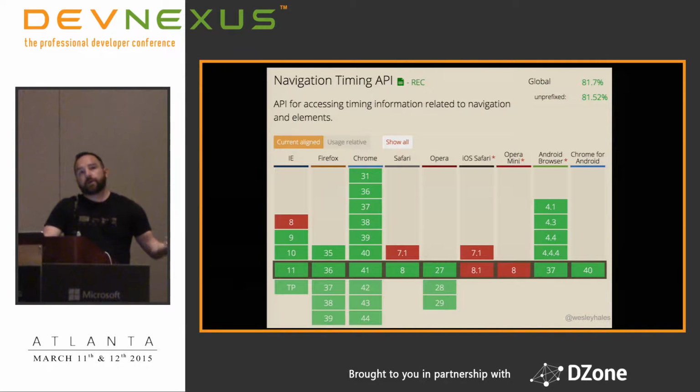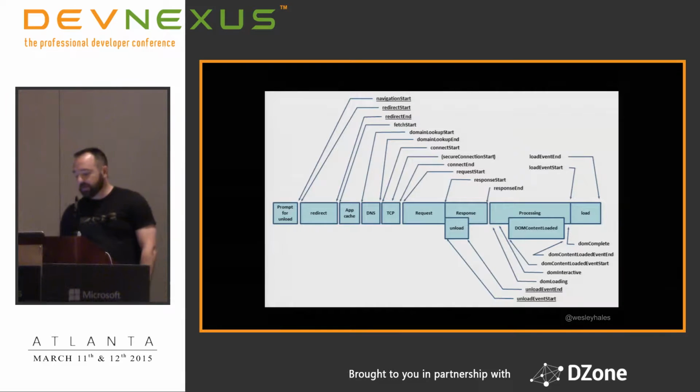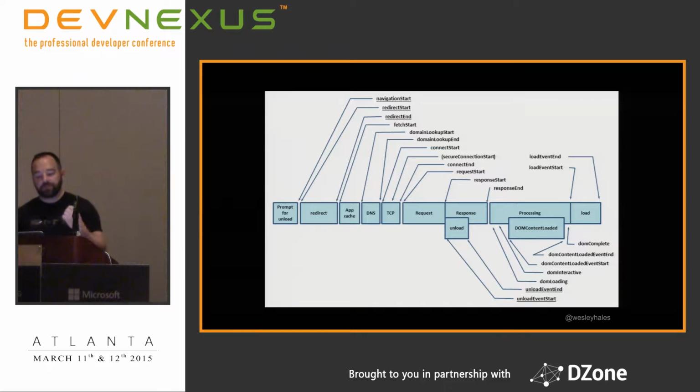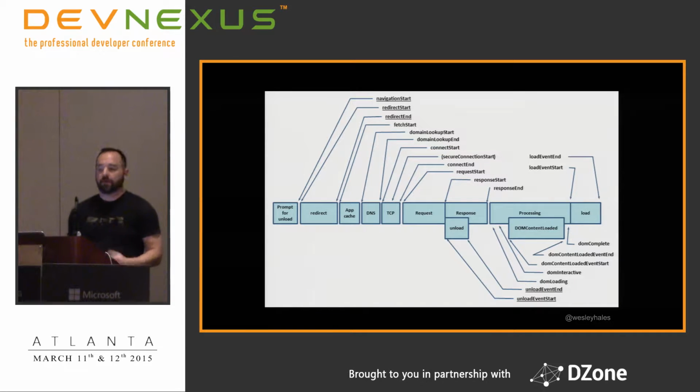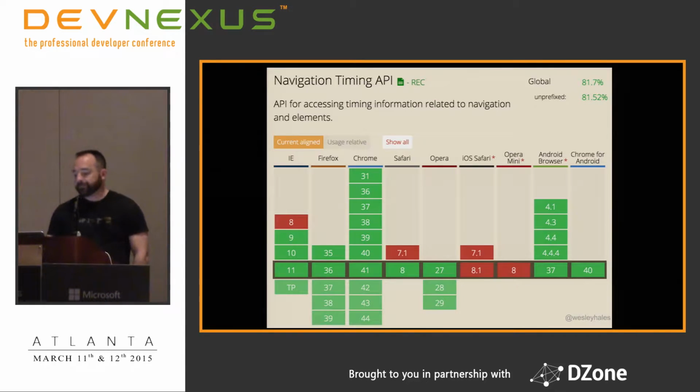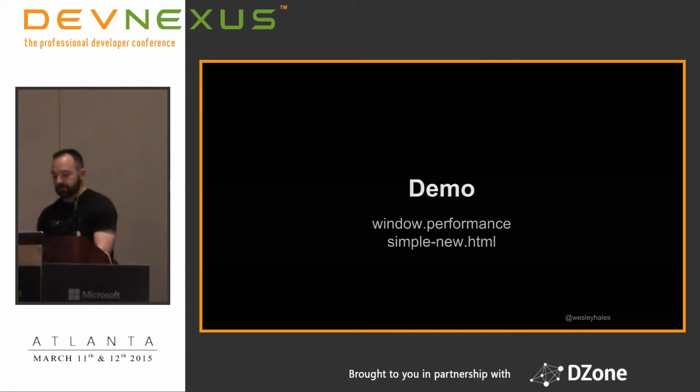So let's say you have 100 visitors a month to your blog, you could get 100 reports back of exactly how long the redirect, the DNS lookup took, or the request and response. So a lot of really good data you can pull from that. Okay, let's look at another one.